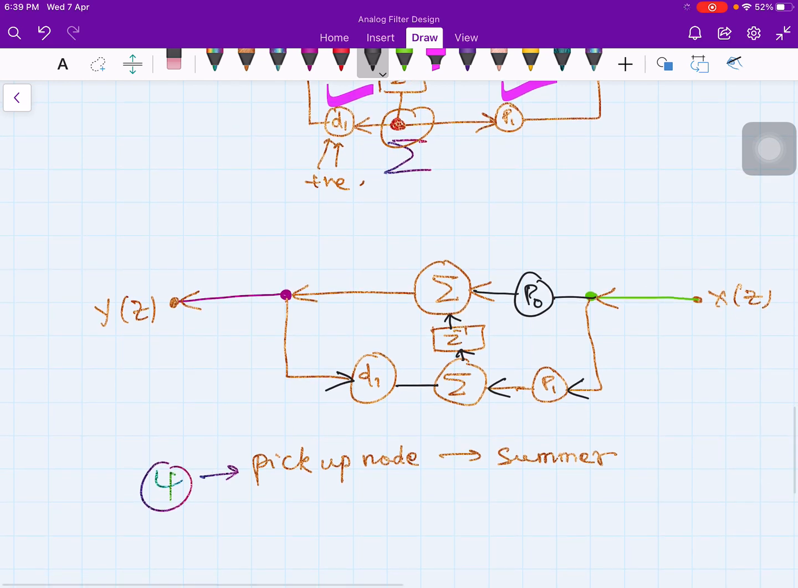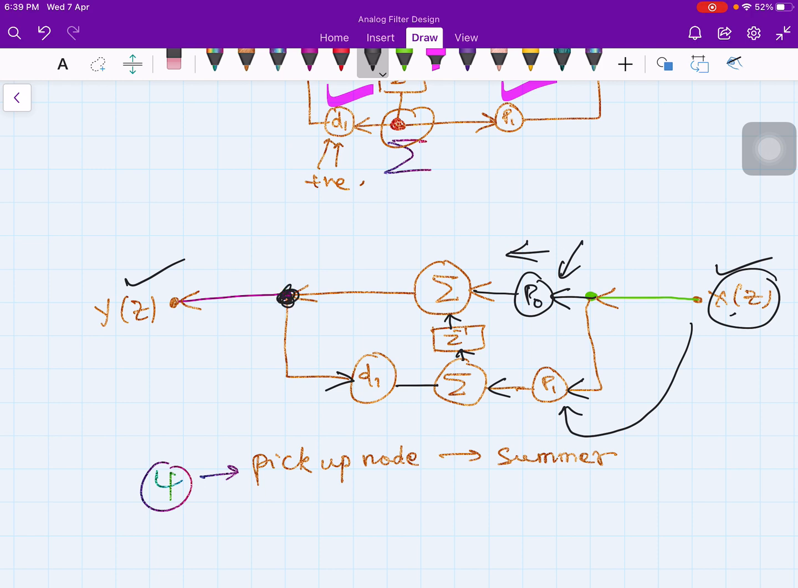So you will have y of z here, x of z here. Arrows have been reversed. This is x of z, right? x of z is now multiplied by p0 in this direction. Signal flow is in the direction of right to left, and x of z is also multiplied by p1. Then from this point, the multiplier d1 comes in this direction, and since I have two signals coming, one signal here and one signal here, I put a summer here. Therefore the pickup point becomes a summer here, and then z inverse.